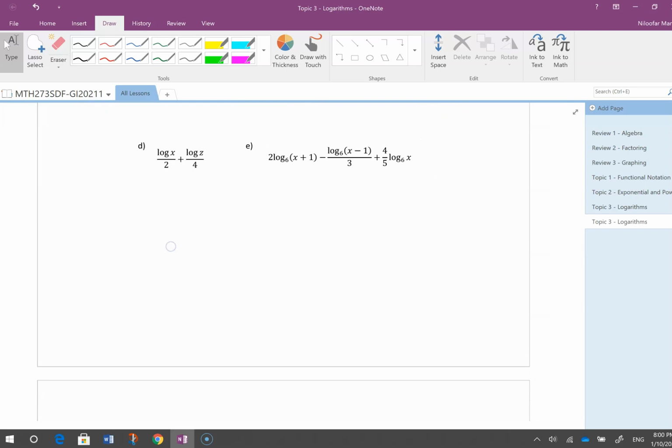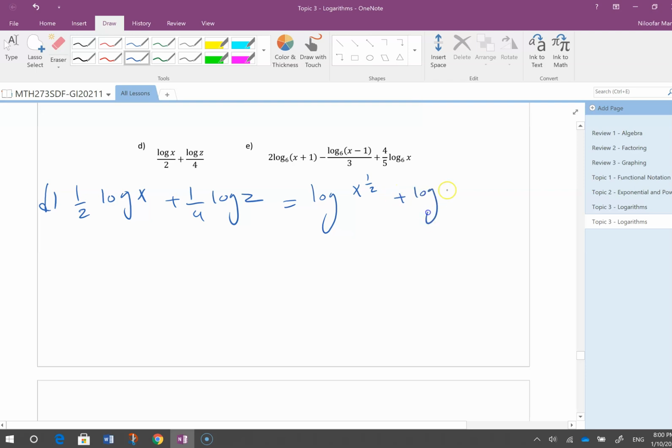Oops, yeah. Okay, look at this. D is 1 over 2 multiple logarithm x. See, I can show it this way. Plus 1 over 4 multiple logarithm z, which is logarithm x power this plus logarithm z power this. Because I have a number beside, I take it to the power. So this is logarithm radical x plus logarithm fourth root of z. Then it is logarithm this times this. Yes, and then I'm done. Okay, so that's for D.